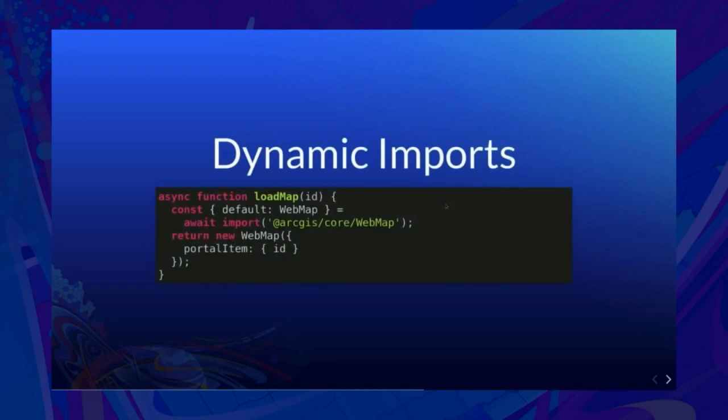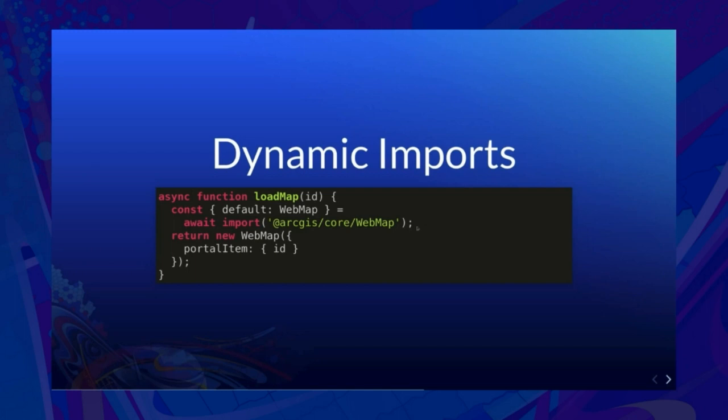Dynamic imports. This is something you can do with the JavaScript API, especially using the ESM deployment of the API under ArcGIS Core. You can go ahead and do a dynamic import for this particular module. And what you're going to get back is an object that's going to have a default property on it. So you're going to want to rename that to whatever it is you want to use. In my case, webmap. And then I'm going to create a new webmap based on an ID that was passed to this function.